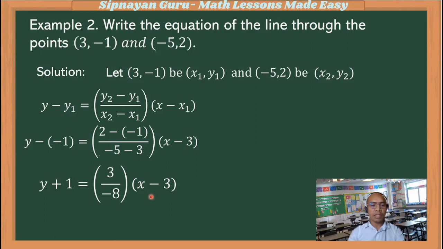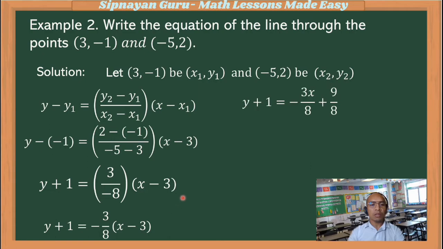We just copy x minus 3. So 3 over negative 8 is negative 3 over 8. So distribute. Negative 3 over 8 times x is negative 3x over 8. Then negative 3 over 8 times negative 3 is positive 9 over 8.